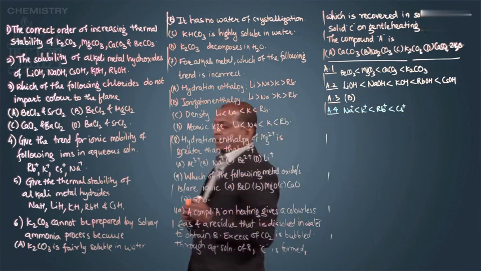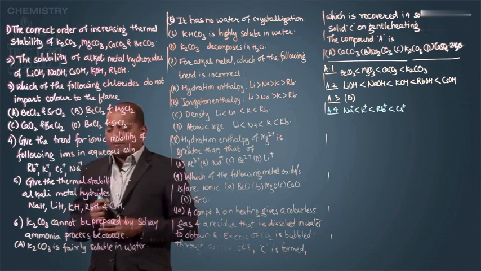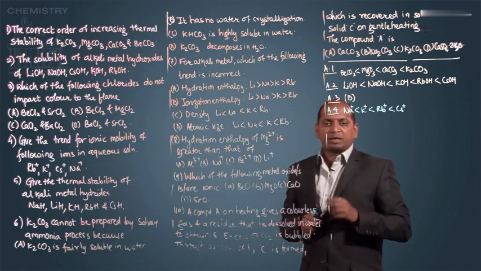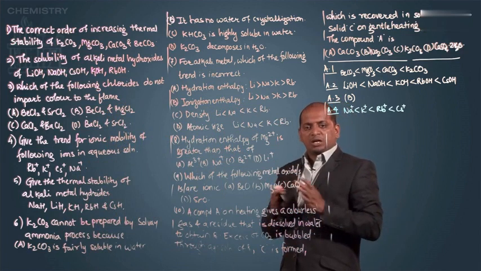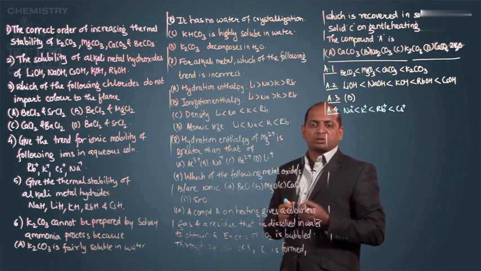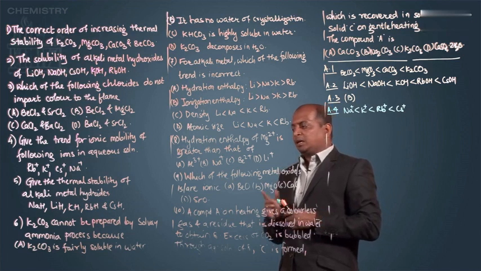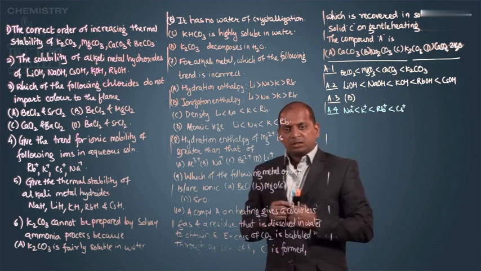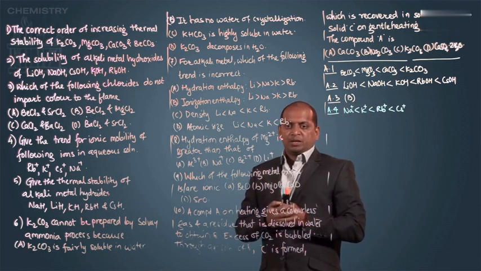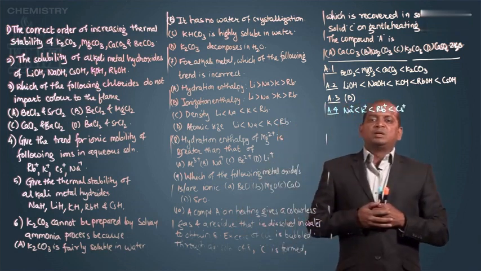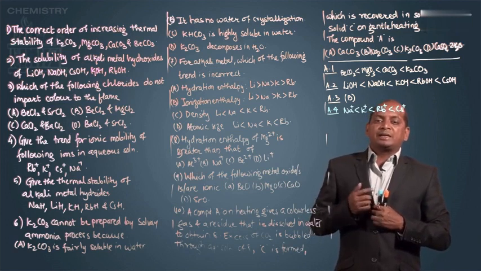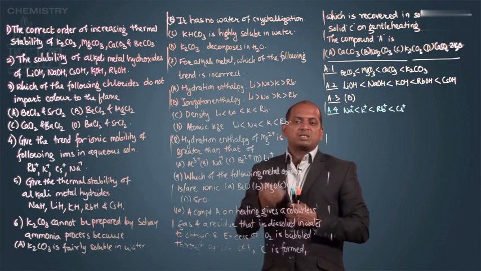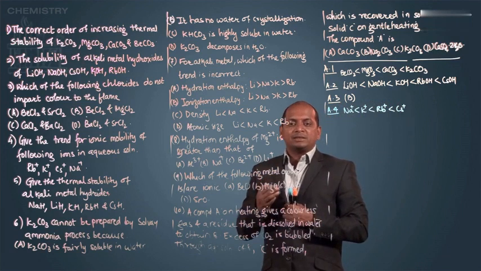Okay. Give the thermal stability of alkali metal hydrides. Again here, when I am talking about thermal stability, it undergoes decomposition giving you metal and hydrogen gas. Now interestingly, the thermal stability here depends upon the bond strength of metal and hydrogen. So as we move down the group, atomic size goes on increasing, therefore bond length goes on increasing. So bond strength goes on decreasing.